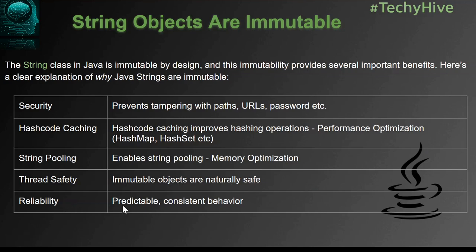Reliability: it's predictable because we know that this cannot be modified. Whatever information we store in the beginning will be the same at the end of the processing, so it has consistent and predictable behavior.